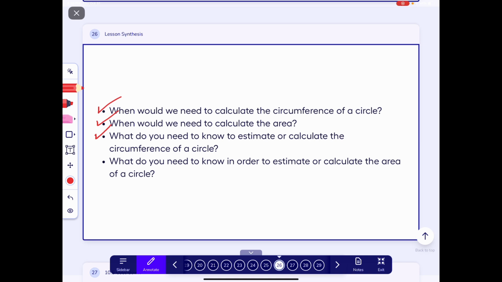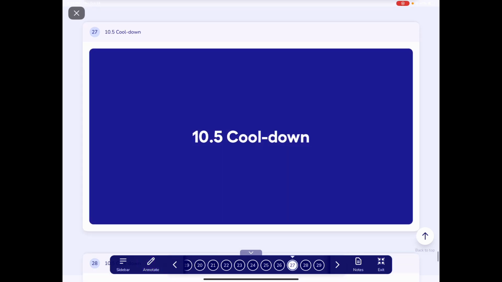What do you need to know in order to estimate or calculate the area of a circle? Again, I would say the same thing, either radius or diameter. Cool down.